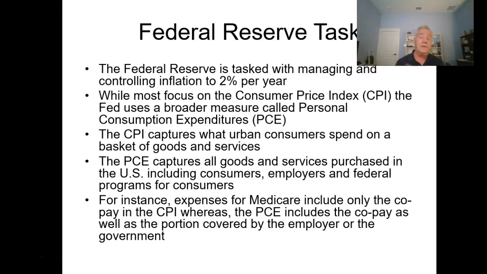So when you go to the doctor and pay $25 for your copay fee to go see the doctor, the Federal Reserve includes that in their PCE, and that's what they're looking at as inflation. If, for instance, those copays go up from $25 to $35, that would be reflected in the numbers that the Federal Reserve is looking at.